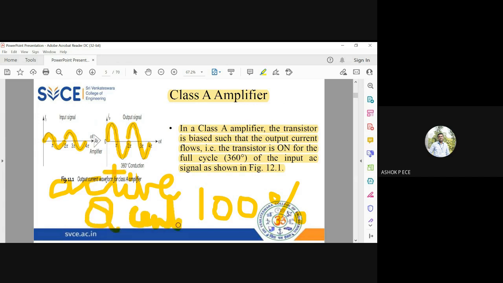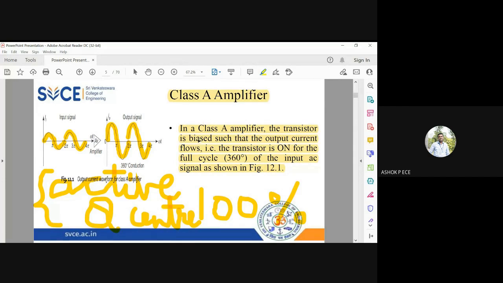You have to understand this very, very clearly. When any amplifier is going to work for 100% of the time, these two conditions should be satisfied. The Q point should be at the center of the load line. The transistor should be working in the active region only, because when it moves to cutoff or saturation, this characteristic cannot be obtained from a Class A amplifier. Please understand this very, very clearly.